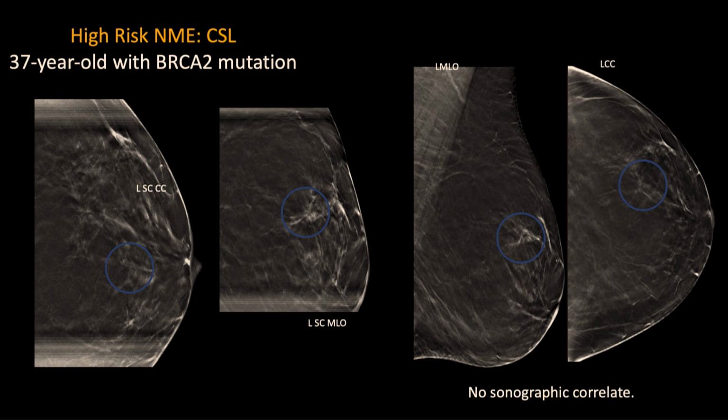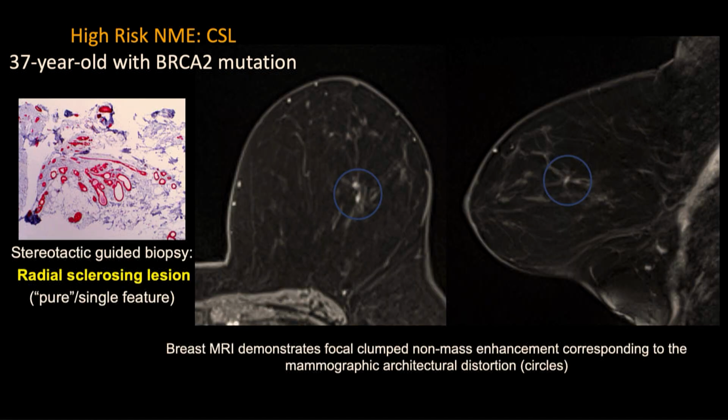So high-risk NME, this is a complex sclerosing lesion, 37-year-old BRCA mutation. She has this subtle area, focal asymmetry with distortion on mammography. An ultrasound was performed and there was no sonographic correlate. Because of her high-risk status, she also had a screening MRI, and you can see that there is focal clumped non-mass enhancement corresponding to the mammographic architectural distortion, as denoted by the blue circles.